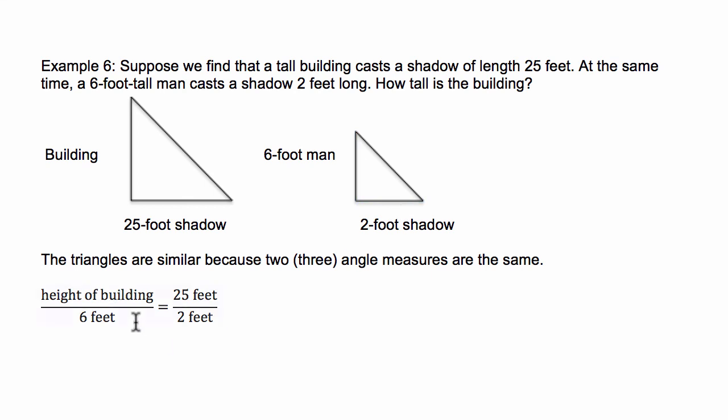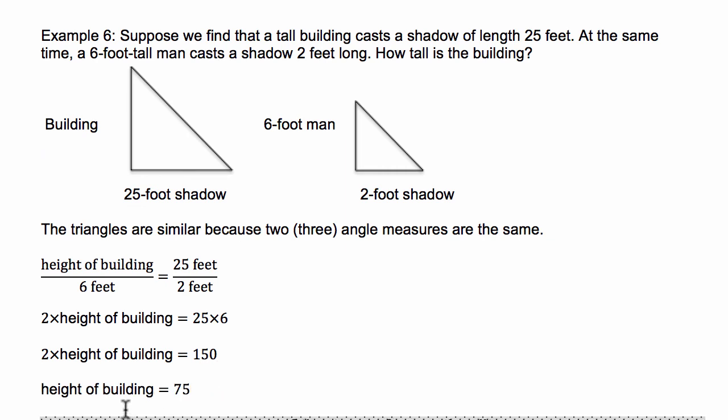That is, the height of the building divided by 6 feet equals 25 feet divided by 2 feet. Since all the units are the same, we can go ahead and solve this equation by cross-multiplying. We get 2 times the height of the building equals 25 times 6. That is, 2 times the height of the building equals 150. If I divide both sides by 2, I get the height of the building equals 75. And since our unit is feet, this means the height of the building is 75 feet.